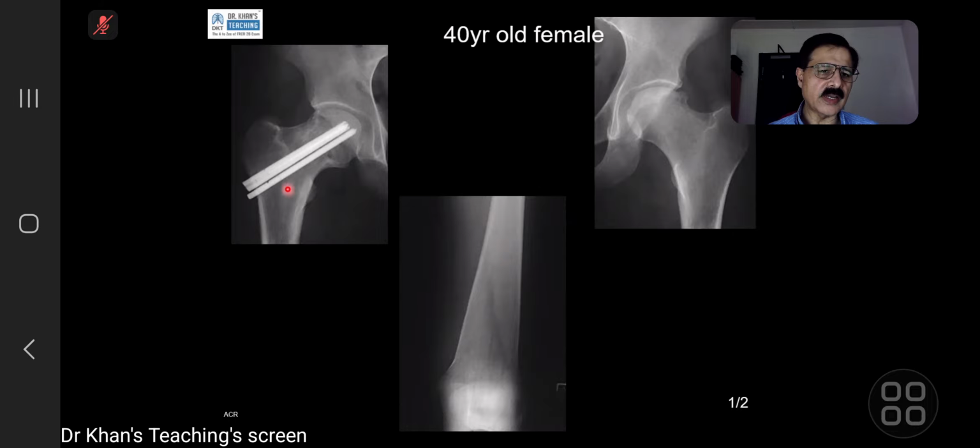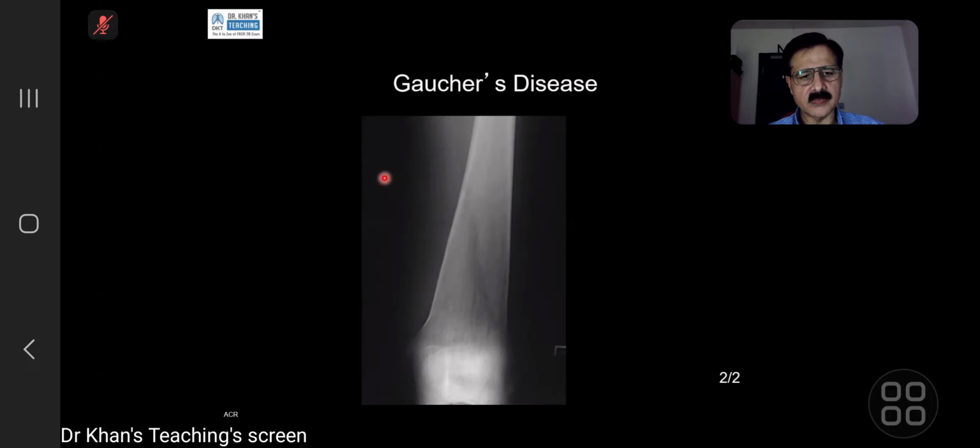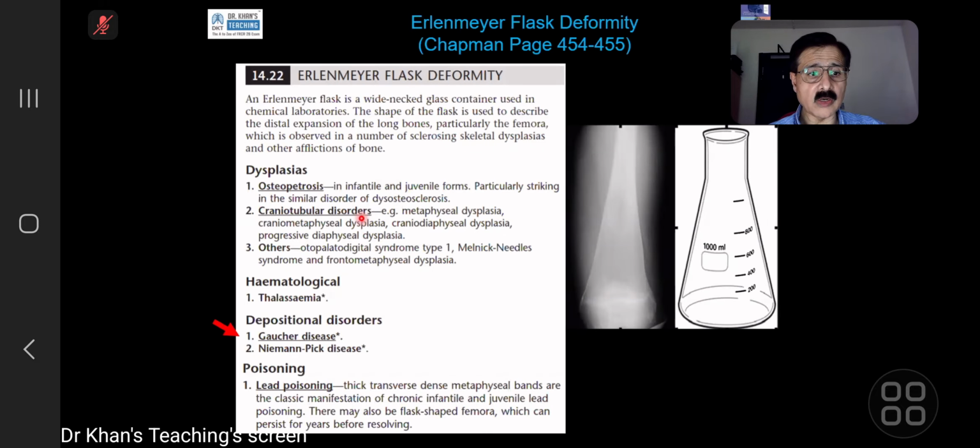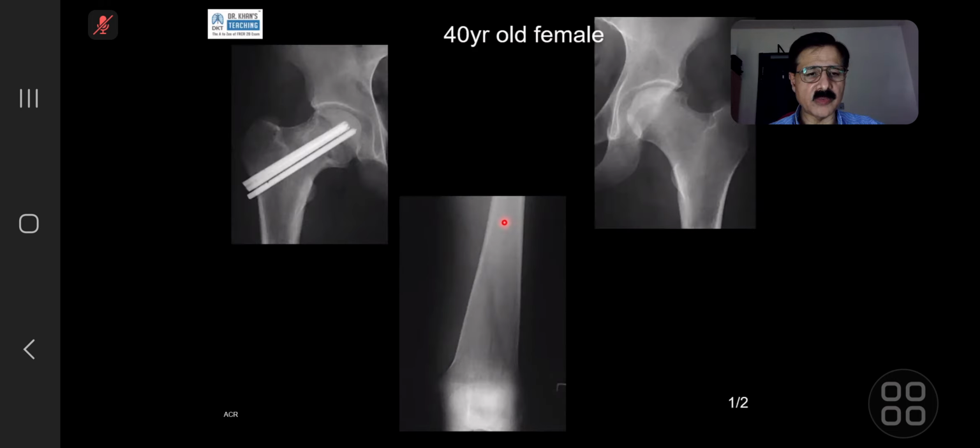The same femur has got this, and this is quite a historic film. These days they don't do it, but this is a case of Gaucher's disease. So nobody is going to diagnose Gaucher's on this film, but I just wanted to show you because this is a depositional disorder, and this can also cause this shape of the femur.